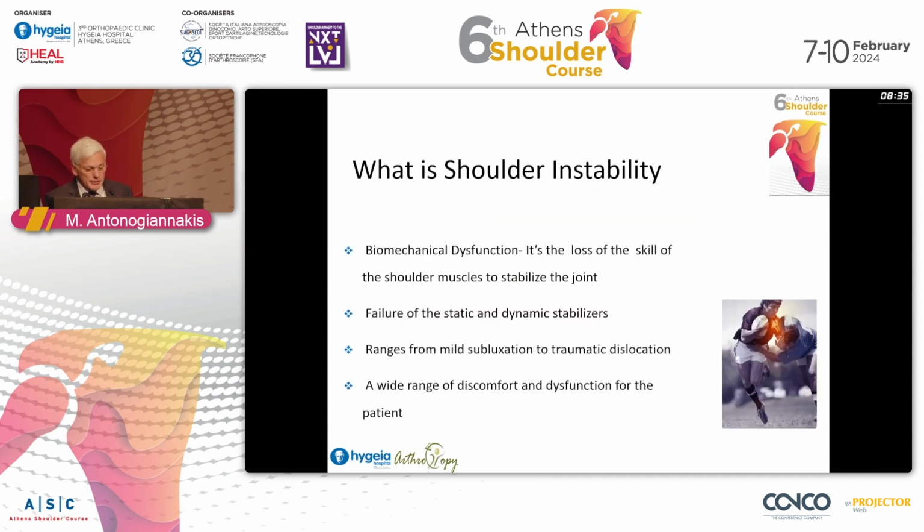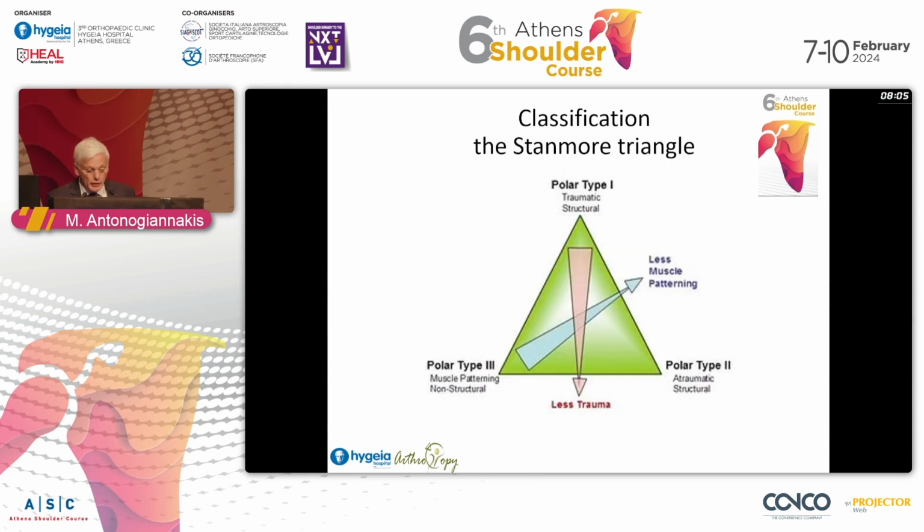So what is shoulder instability? Practically, it's a biomechanical dysfunction. It's not that it's a torn ligament or some bone missing. It's the inability of the muscles of the joint to stabilize the joint, to keep the humeral head opposite to the glenoid. And of course, it's a range of clinical presentations, and it has a dramatic effect on the life of a usually very young individual.